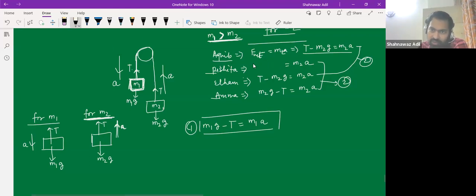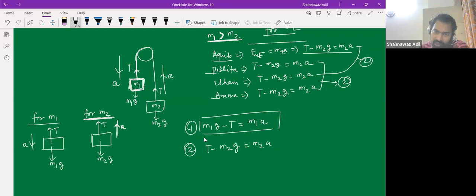Okay, guys. Don't bother if you are right or wrong, right? We are just learning. It doesn't matter if we are right. We are in a learning phase, so we can be wrong. Okay, so the second equation that we are getting is T minus m2g equal to m2a, correct? Yes, sir.